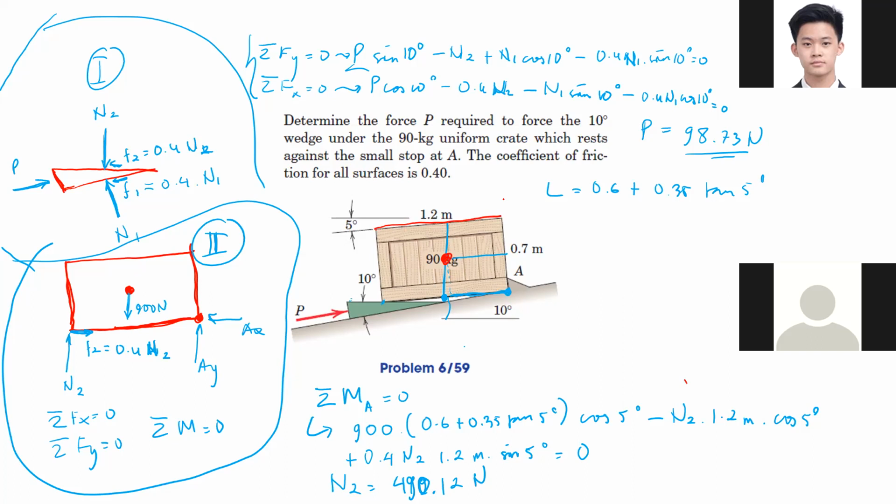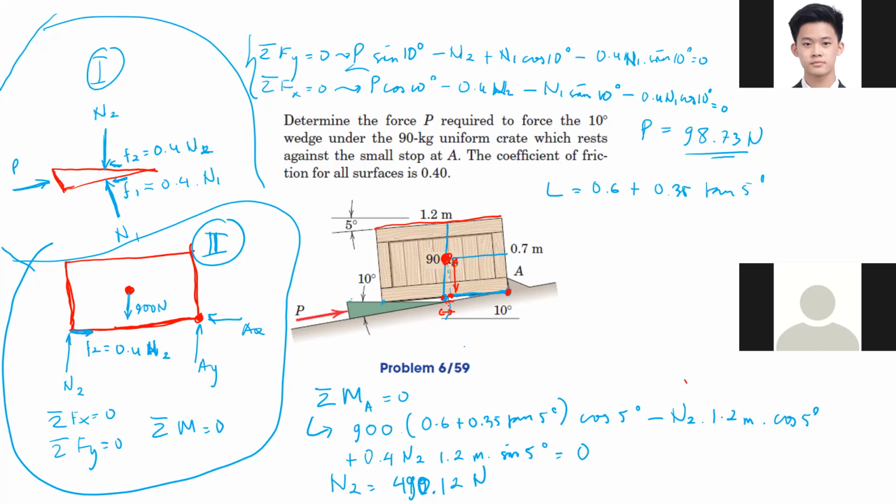But just now, what we want to find is the distance from this to this. What we know is the distance from this to this, which is 0.6 meters, half of 1.2 meters. So we have to calculate the small distance here. The small distance there is supposed to be 0.35 tan 5 degrees. Do you get it?